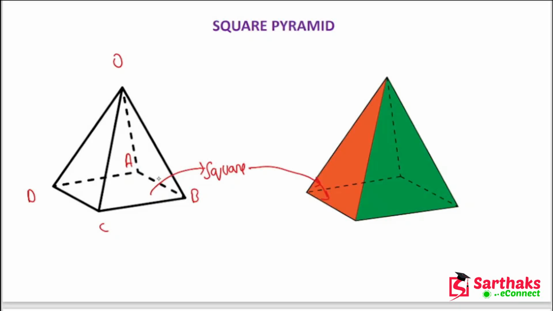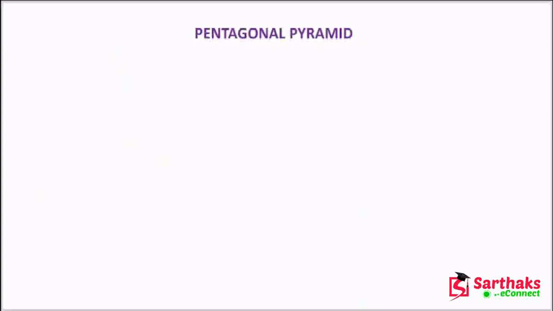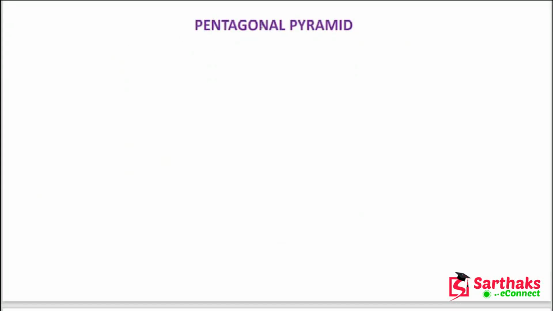Many people think that these are the only type of pyramids, but now you know that we have 3 different kinds of pyramids on the basis of base. Triangular pyramid, second the rectangular pyramid, and then the square pyramid. Similarly, let us define the next type of pyramid, which is pentagonal pyramid. Again, as the name suggests, what is a pentagonal pyramid?